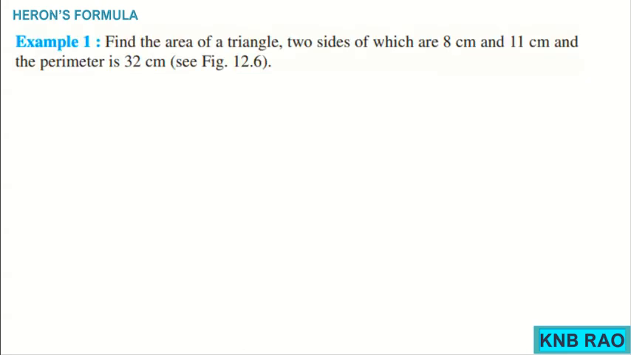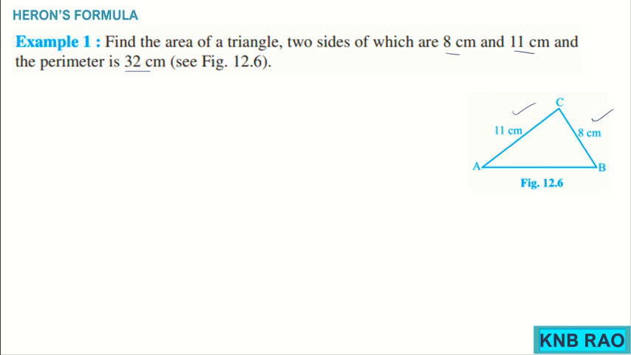Now students, we will solve example 1 based on Heron's formula. Here in example number 1, find the area of a triangle, two sides of which are 8 centimeter and 11 centimeter, and the perimeter is 32 centimeter. So see the figure, here the figure is given as triangle ABC in which BC is 8 centimeter, AC is 11 centimeter and the perimeter is given as 32 centimeter.